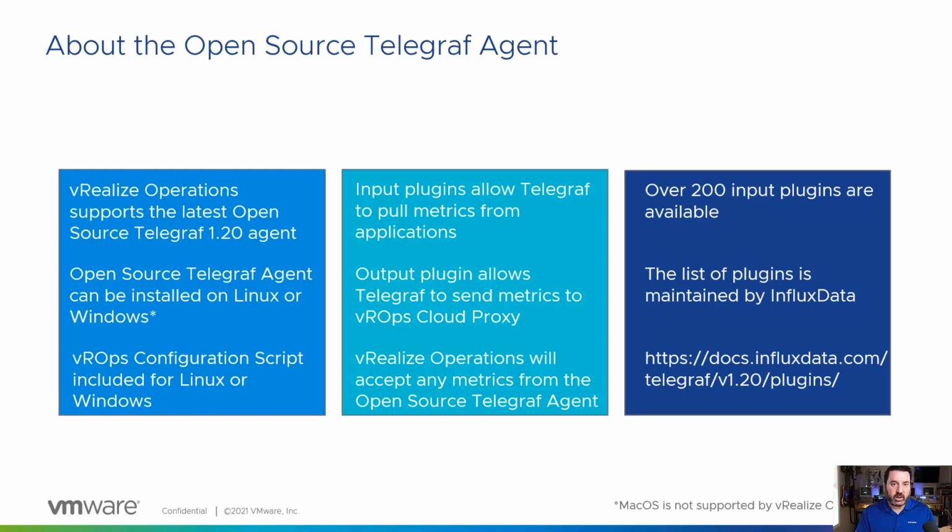Once you install the agent, again, we've got that script that will configure the agent. And then, of course, you need to configure the input plugins for the open source Telegraf agent to pull in that data from those applications. And then, of course, the output plugins allow Telegraf to send that data to vRealize Operations, but it can also send that data elsewhere as well.